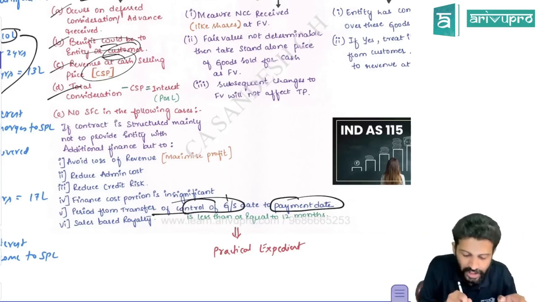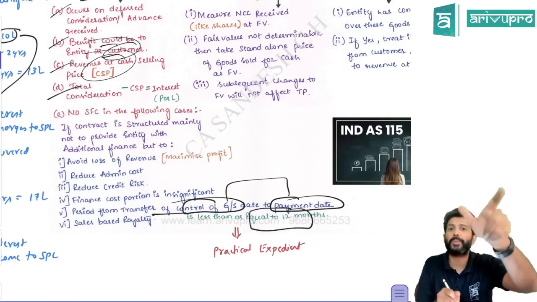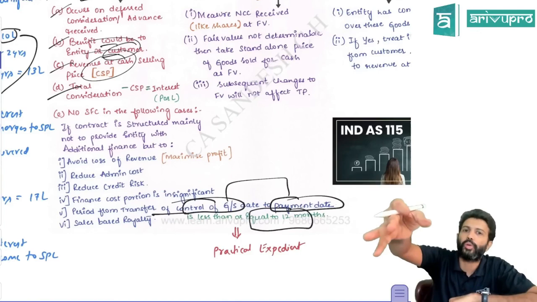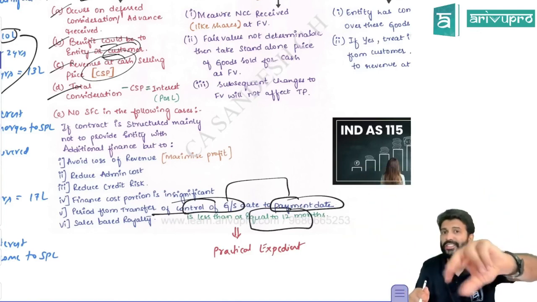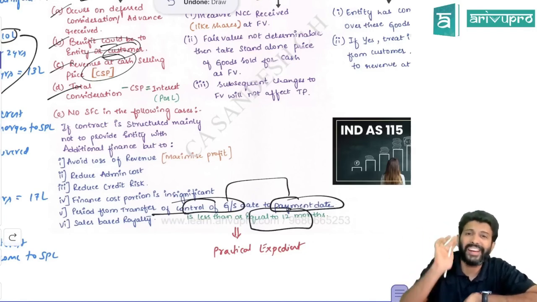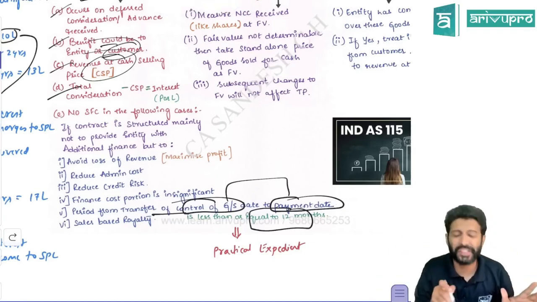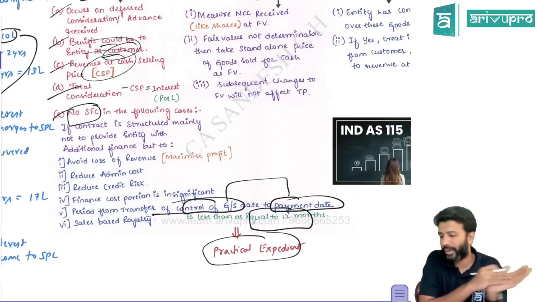If the difference between these two periods, the day you transferred the goods versus the day you received payment, if it doesn't exceed 12 months, if it is less than or equal to 12 months, then IND AS 115 gives a practical measure saying there is no SFC. In this case, there is no SFC. You don't have to do any test.